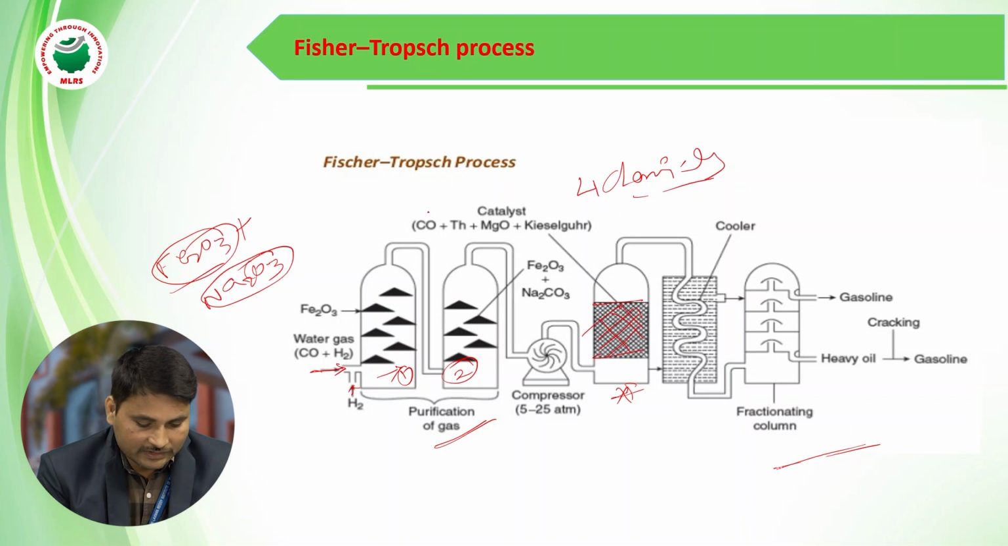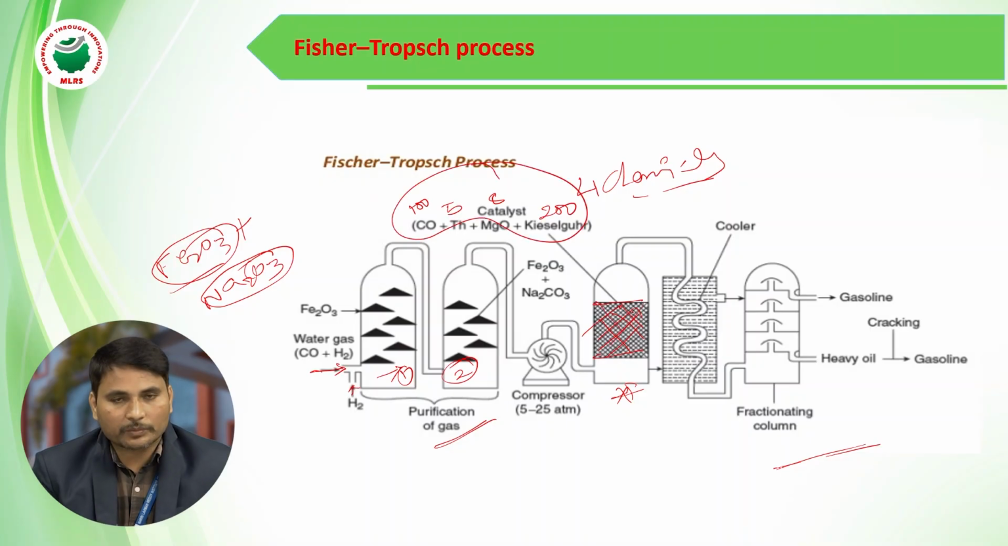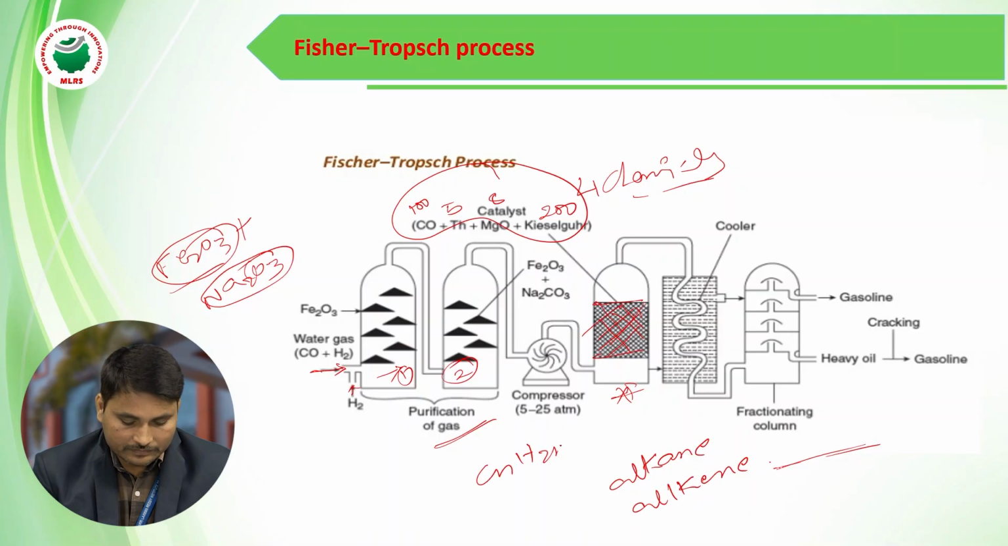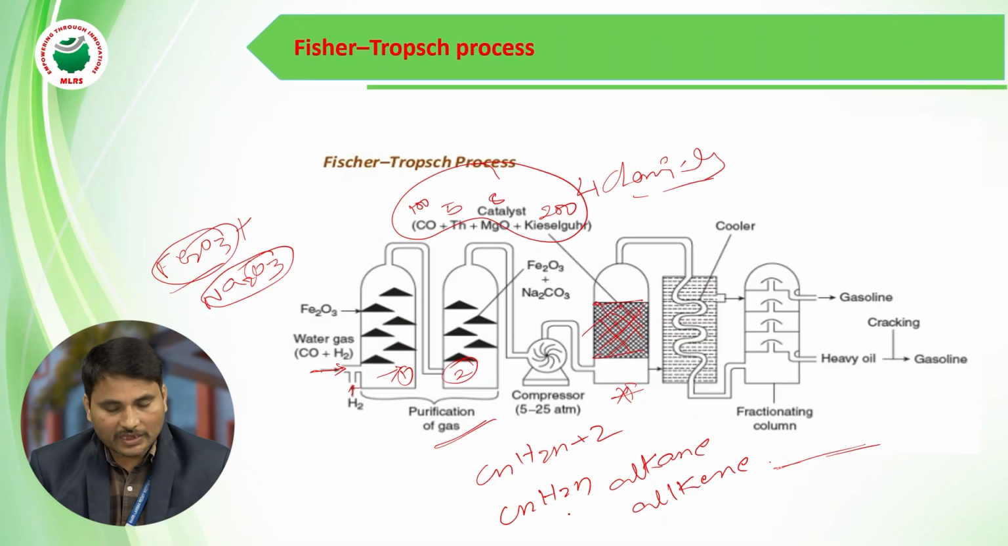If you want, you can remember this: cobalt is 100 parts, thoria is 5 parts, magnesia is 8 parts, and kieselguhr is 200 parts. The catalyst is prepared in this ratio, and with the help of this catalyst, the water gas undergoes chemical reactions and we get alkanes and alkenes.